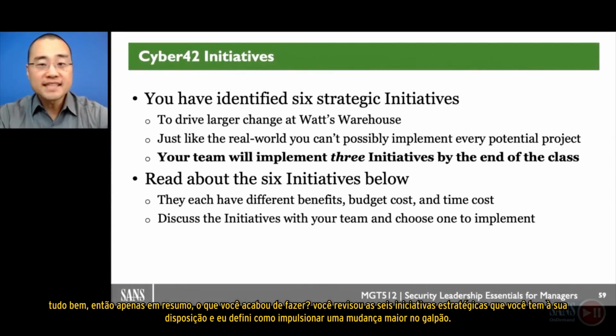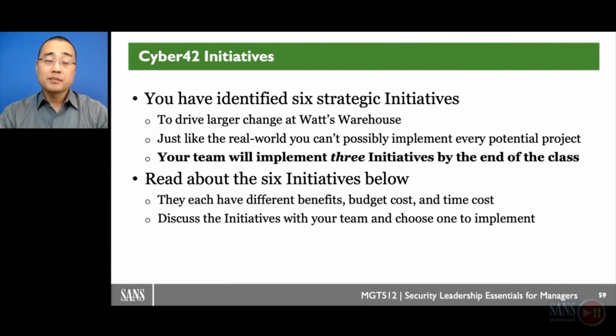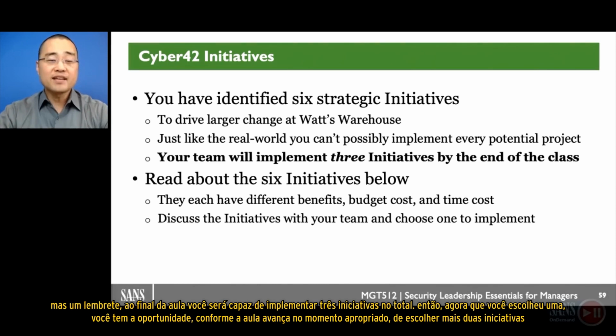So just in summary, what did you just do? You reviewed the 6 strategic initiatives that you have available to you that have been defined to drive larger change at Watts Warehouse. Just like in the real world, you were only able to choose one, because you can't do everything at once. But reminder, by the end of the class, you will be able to implement 3 total initiatives. So now that you've chosen one, you have the opportunity as the class progresses, at the appropriate time, to choose 2 more initiatives.